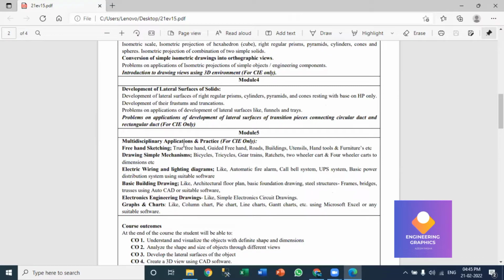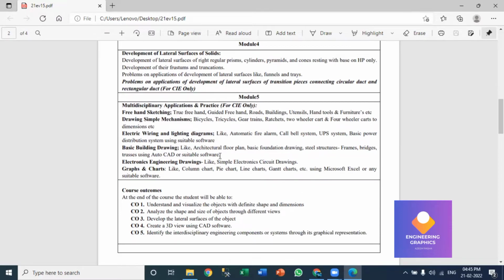And in module 5 you can see that it is nothing but applications. So we need to see the applications with respect to freehand sketching, drawing simple mechanisms, or electrical wiring and lighting diagrams, basic building diagrams, electronic engineering drawings, graphs and charts. Okay, so this is newly added in this 2021 scheme. It is actually not there in the previous scheme. Module 5 we consider only for the CIA.